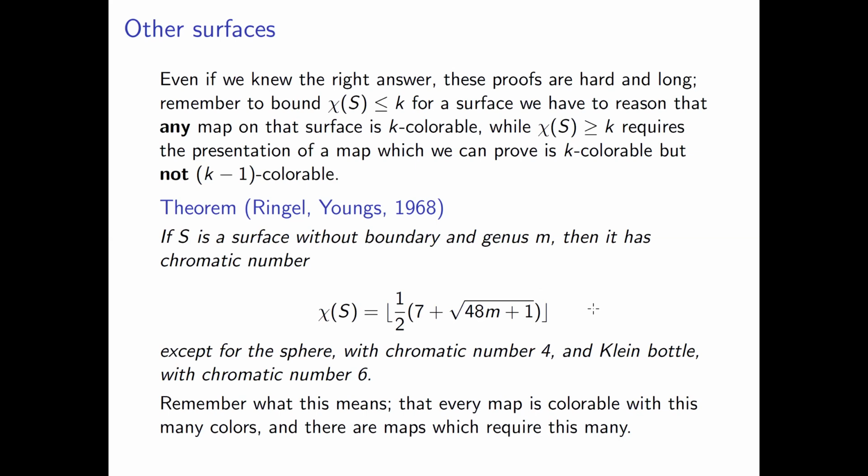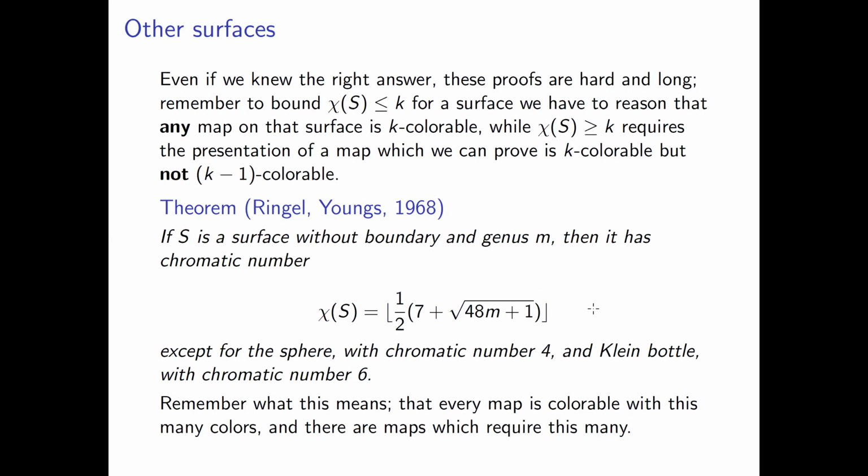Ringel-Youngs, 1968, an absolutely beautiful theorem. If S is a surface and its genus is m, then its chromatic number is the floor of 1/2 times (7 plus the square root of 48m plus 1). This is pretty nice. If you think about it for a second, genus 1, the torus, gives us the 7 that we have. If we increase m by 1, it's going to increase that square root from 7 up to something very close to, but not quite, 10. And then when we round down, it will continue to grow.